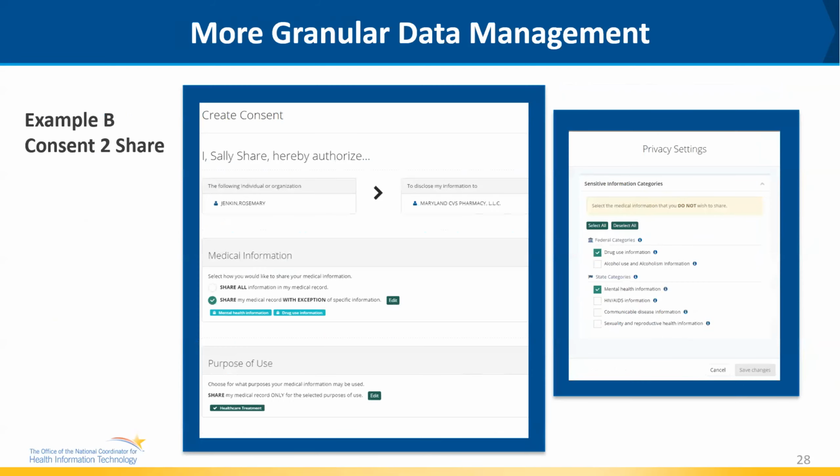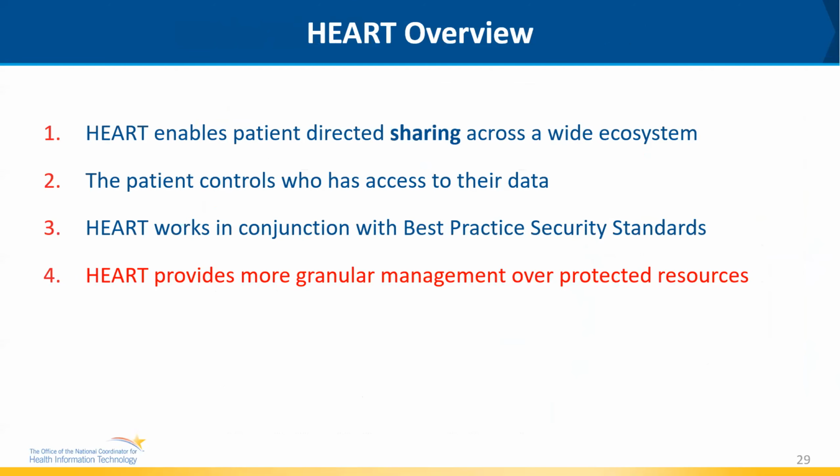Example B demonstrates patient control over sensitive data. In healthcare, sensitive data can be characterized across FHIR resource types. Since sensitive data is cross-cutting against resource type, the HART workgroup introduced special cross-cutting scopes. These provide a mechanism for a patient to control how her sensitive data is exchanged. This is an example of patient granular sharing by sensitivity data as demonstrated by the Consent to Share project. So HART provides more granular management over protected resources.